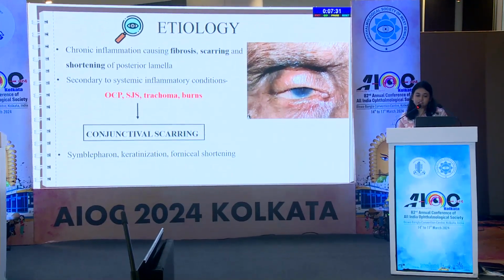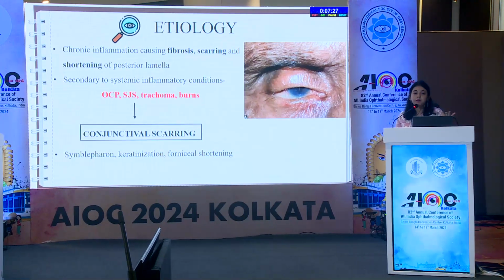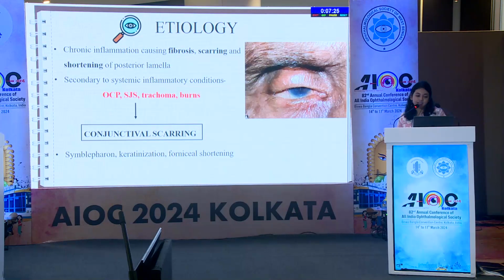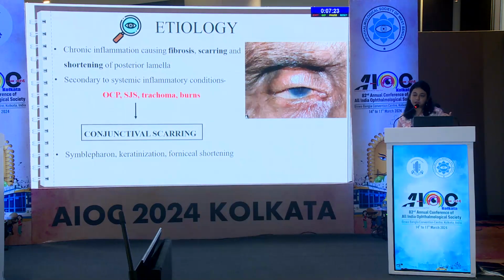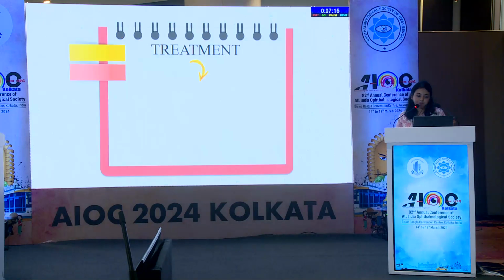What are the most common conditions? Cicatricial pemphigoid, Stevens-Johnson syndrome, trachoma, burns. All of these basically result in conjunctival scarring and posterior lamellar shortening. When we examine the patient, there are also associated features of scarring like symblepharon, keratinization, and fornicial shortening.